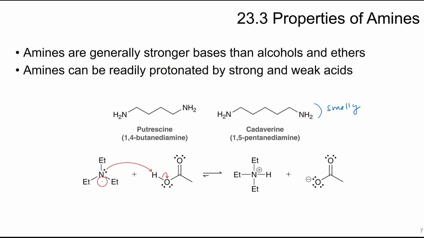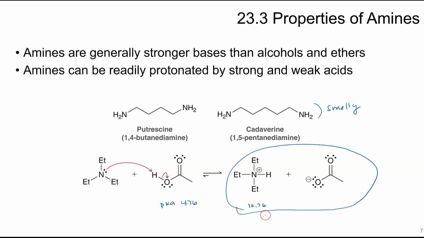But if you have a nucleophilic or basic nitrogen, that can grab a hydrogen from acetic acid and become protonated with this carboxylate salt here. So it can be protonated with HCl, which is your strong acid, or acetic acid, which has a pKa of around 7.6. This one happens to be 10.7. Equilibrium favors this side here.